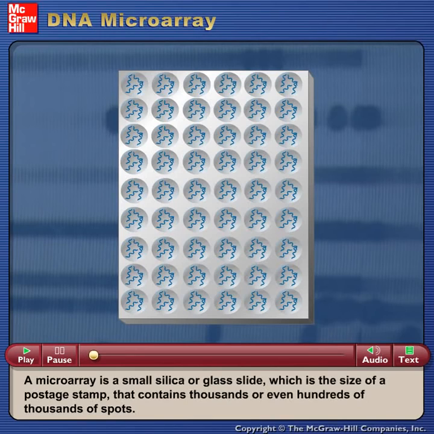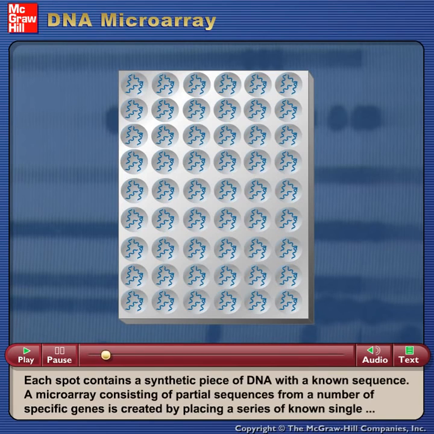A microarray is a small silica or glass slide, the size of a postage stamp, that contains thousands or even hundreds of thousands of spots. Each spot contains a synthetic piece of DNA with a known sequence.